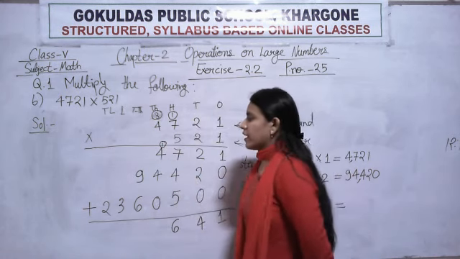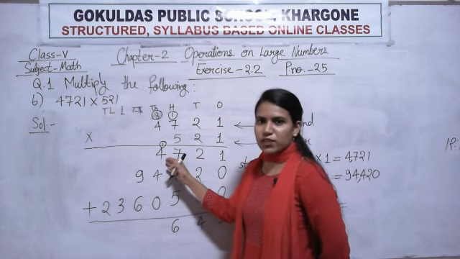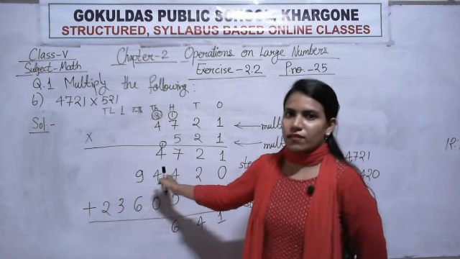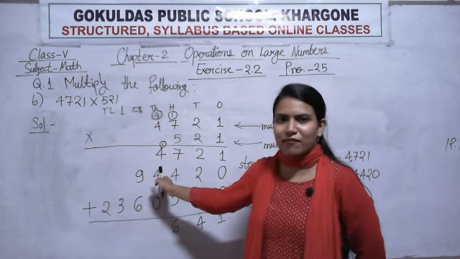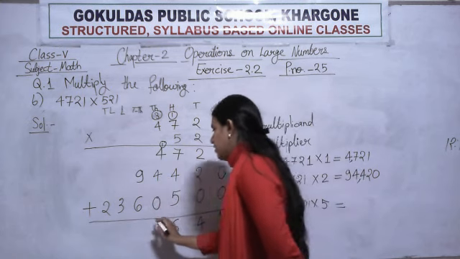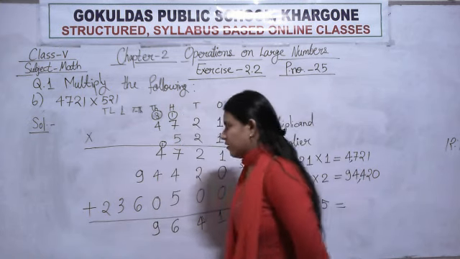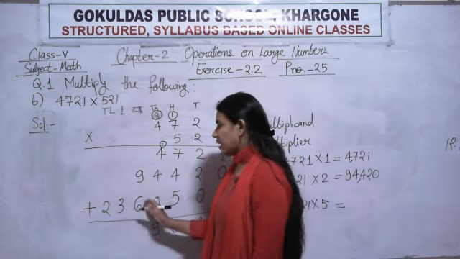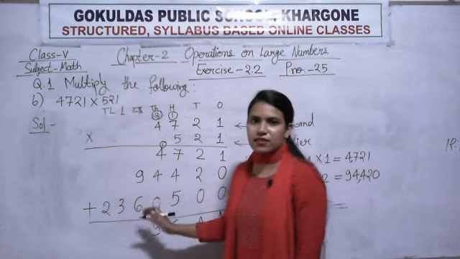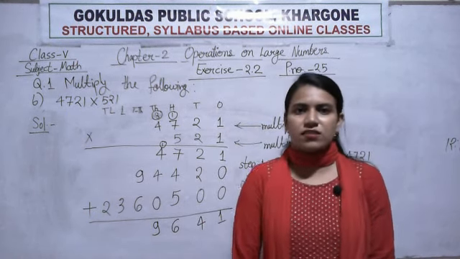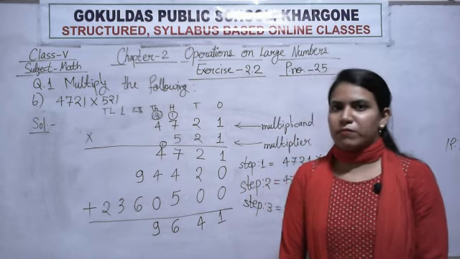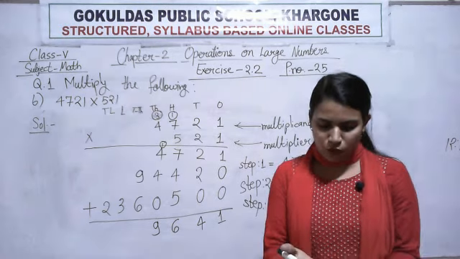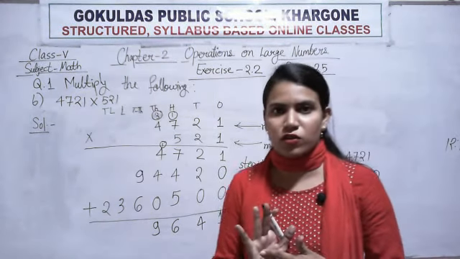Now add the digits in the next column. 1 plus 4 is 5. 5 plus 4 is 9. 9 plus 0 is again 9. Now add the digits in the next column, that is 9 and 6. 9 and 6 are, add fast. 9 plus 6 is, you can draw sticks to count or you can count on your fingers also.